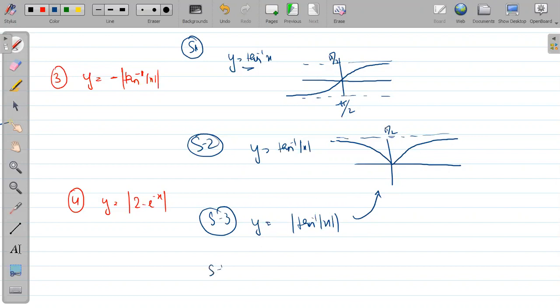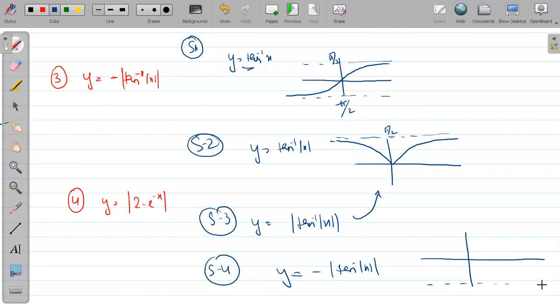Correct? Step number 4 is what? You have to put a minus sign over here in the front. That means y is replaced by minus y. You have to take the image of the complete graph about the x-axis. So you will get a graph like this. The final graph is like this. This point will become minus pi by 2, on the x-axis and y-axis. So this is the resulting graph.